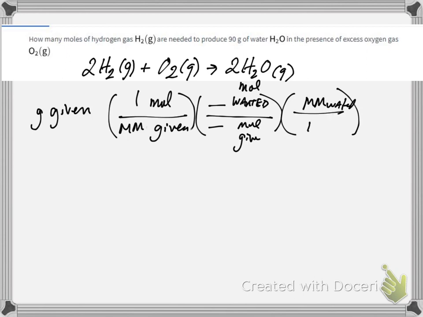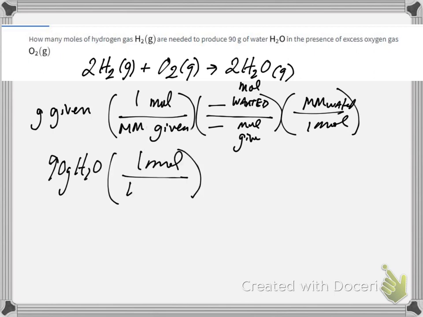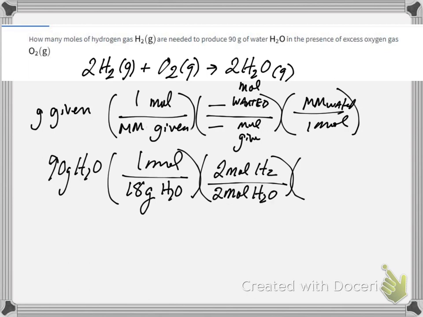So we're going to plug in the values we have. We're given 90 grams of water divided by the molar mass of water, which is 18 grams. We know the coefficients are 2 moles of H2 for 2 moles of water. And now we find the molar mass of H2, which is 2 grams of H2 per mole. And now we've set up the problem. So all the problems are set up this way. This is the formula: 1 over the molar mass given times the ratios times the molar mass wanted. Okay, so now we do that, and we get 10 grams of hydrogen.